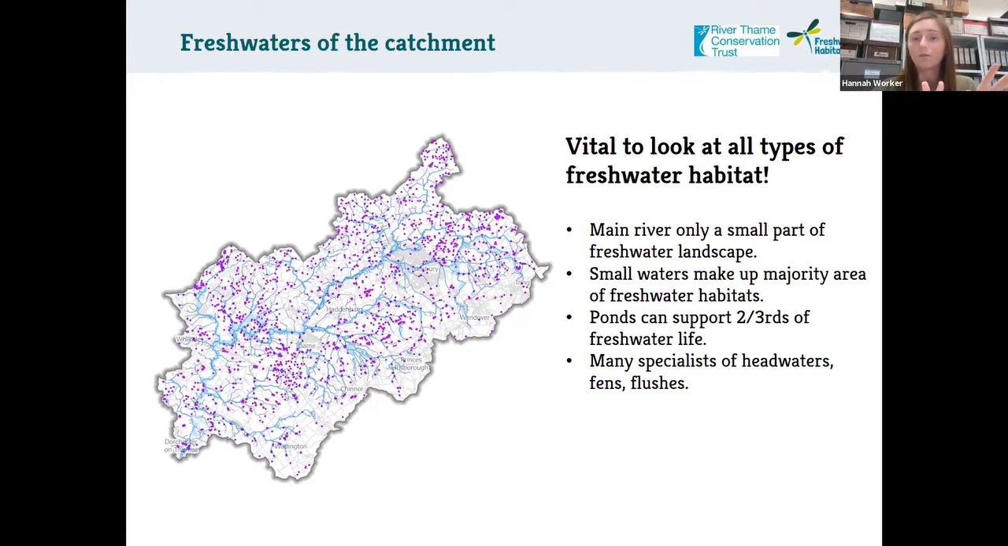So small waters can actually make up the vast majority of the area of freshwater available. And for ponds and standing water habitats, you can find about 2/3 of species will live in those habitats. So it's really important to focus away from the main river and also include floodplain in this as well.